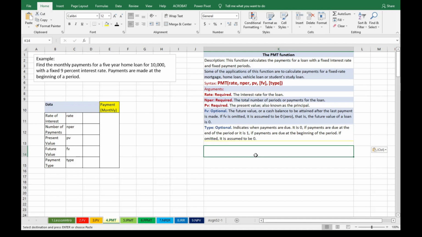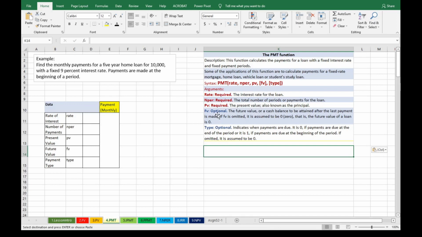The syntax for the PMT function is rate, NPER, PV as required arguments, and FV and type are optional arguments. So, like we saw in the last topic, rate is the interest rate for the loan, NPER is a required argument, that is the total number of periods or payments for the loan. PV is also a required argument, which is the present value. It is also known as the principal.